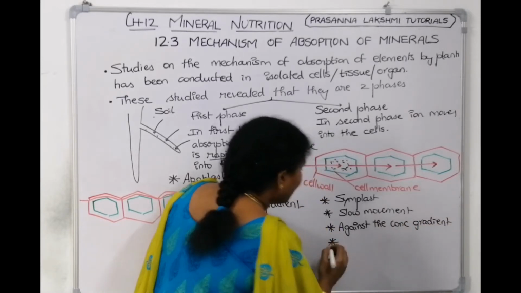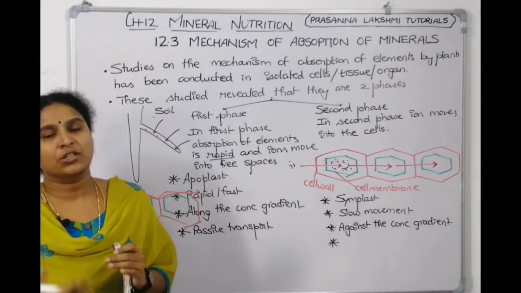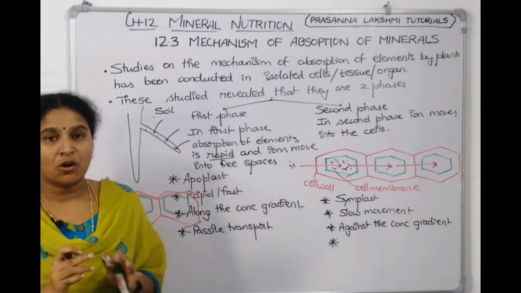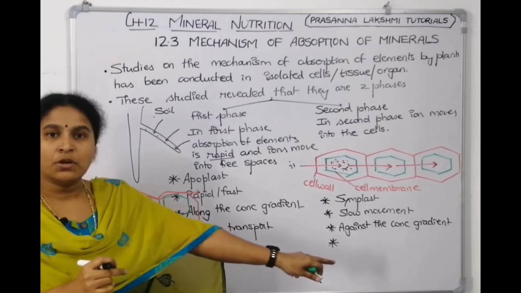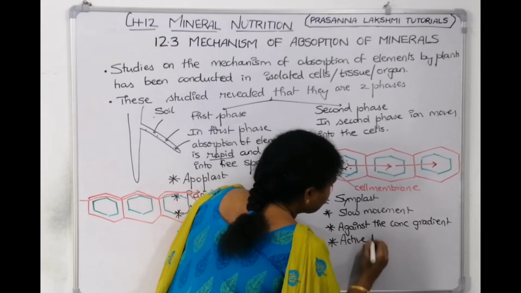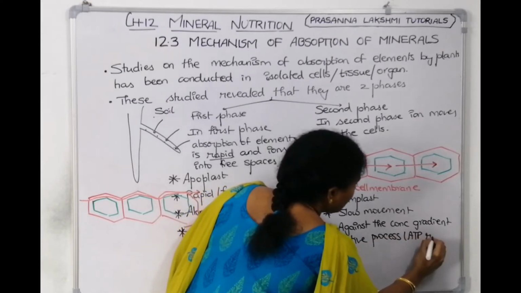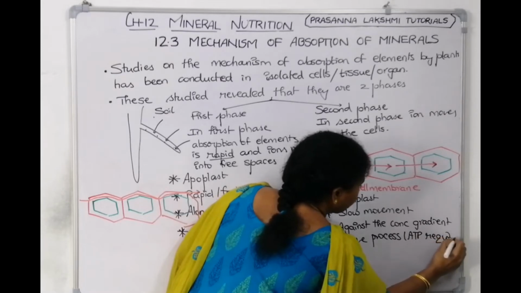If it is against the concentration gradient, then we need expenditure of energy. We need to spend energy. Then it will not be a passive process. It's going to be an active process. Active process means energy requirement.